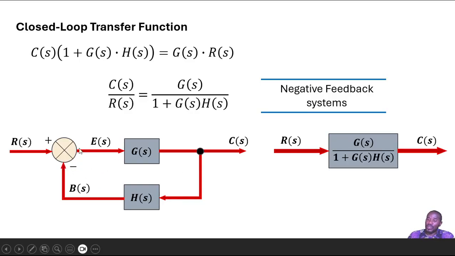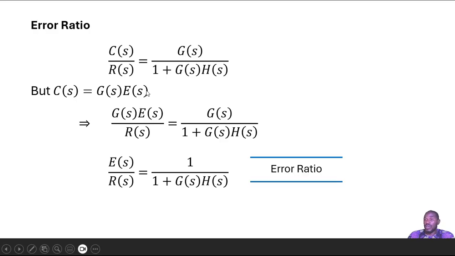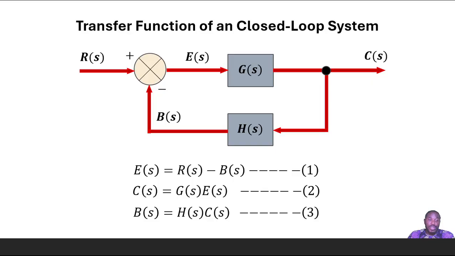If we look at this here, we usually will define the error ratio as the ratio of the error signal to the feedback signal. That's the error ratio. Okay, so from the transfer function of the closed loop system, we know that C of S according to equation 2, let's quickly rush back to equation 2. So you see, according to equation 2, your C of S is G of S, E of S.